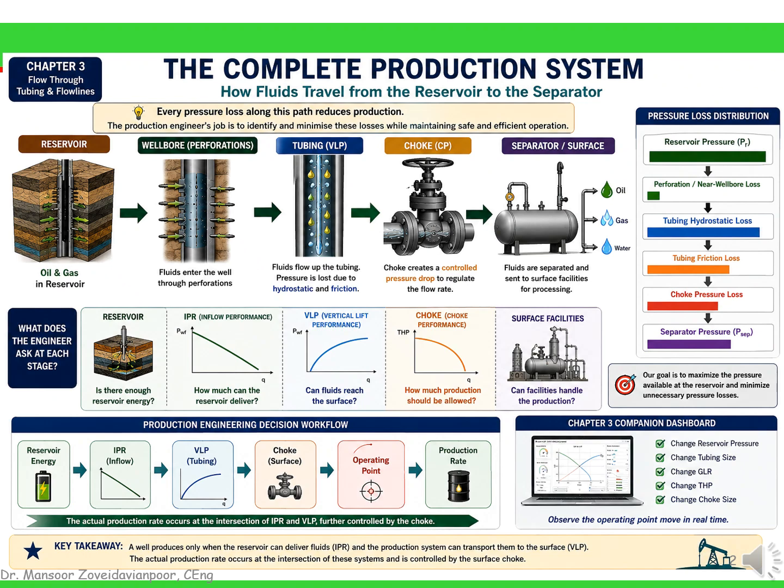At every stage, pressure is lost. Each pressure loss consumes part of the reservoir's energy. By the time the fluids reach the separator, only a fraction of the original pressure remains. That remaining energy determines the production rate.